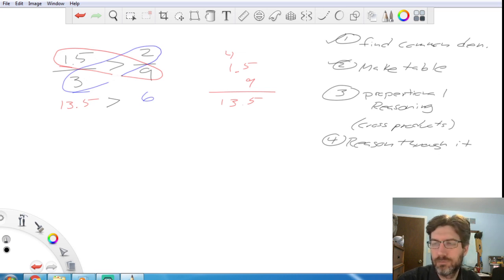No. 1.3 over 5 is larger. See how the alligator eats the bigger number? Hopefully you got that, Charlie.